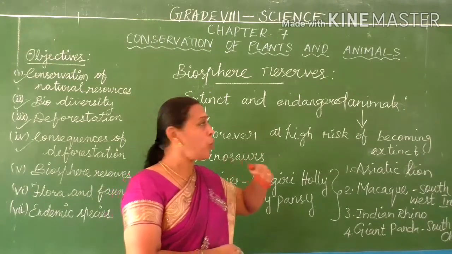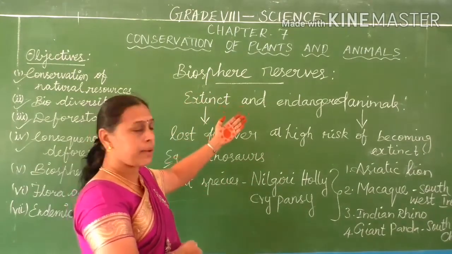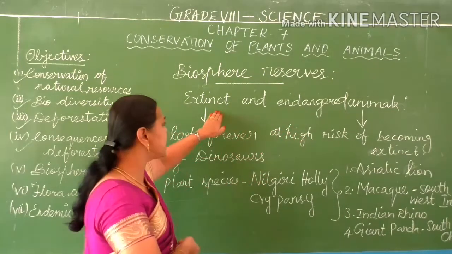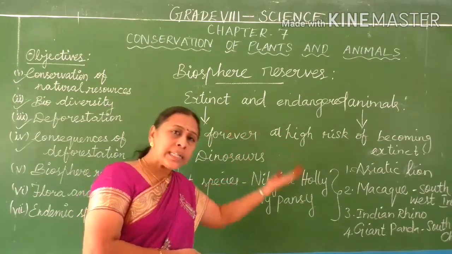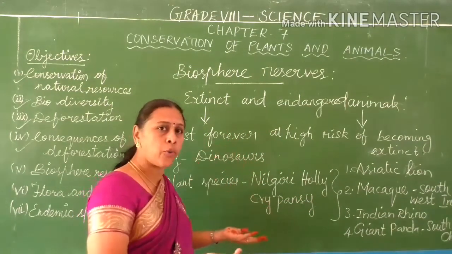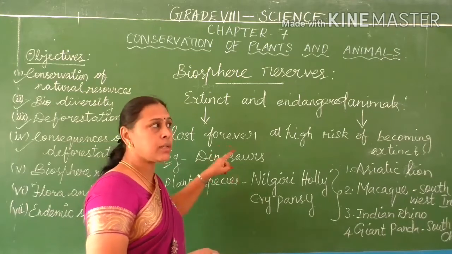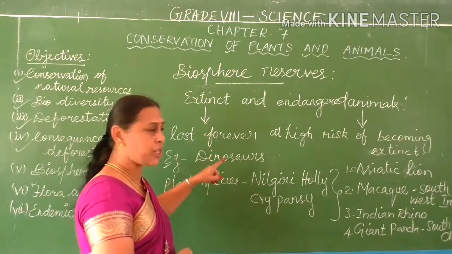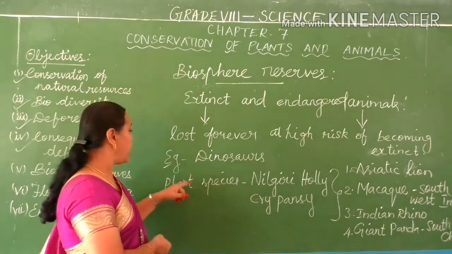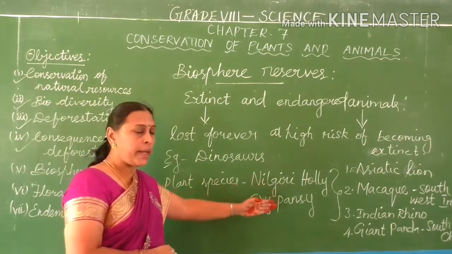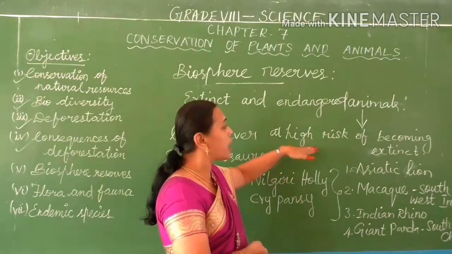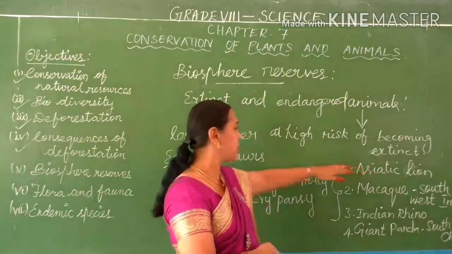Understand? So we have understood about biosphere reserves, extinct and endangered animals. Extinct animals means those which were once living on this earth, but now are lost forever. Now they are not found anywhere on this earth. Such species are called extinct species. Dinosaurs are a very well-known example. Next, plant species may be Nilgiri Holi and crypansi. Next, endangered animals, which are at risk of becoming extinct.